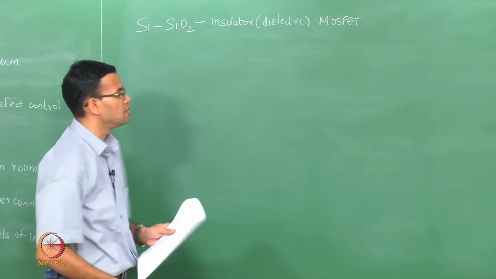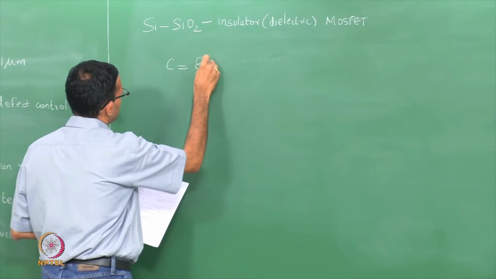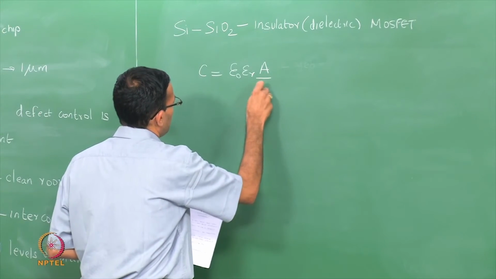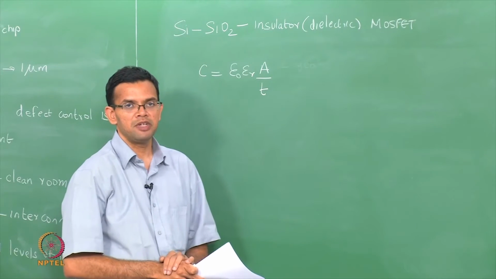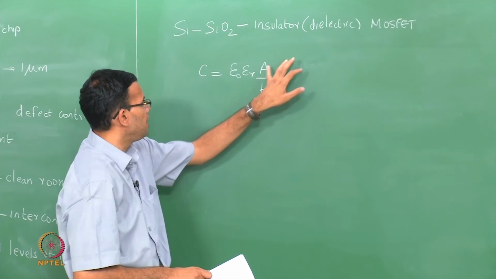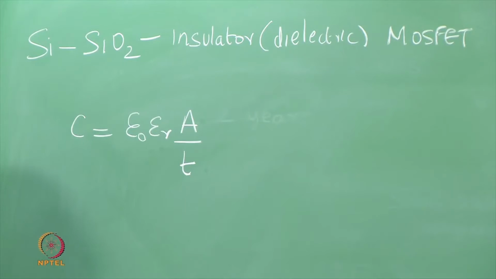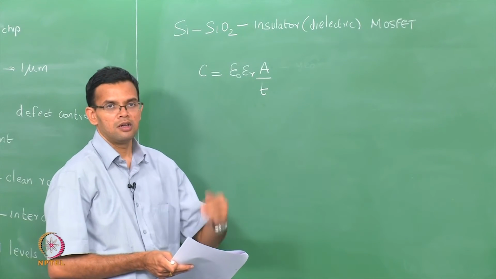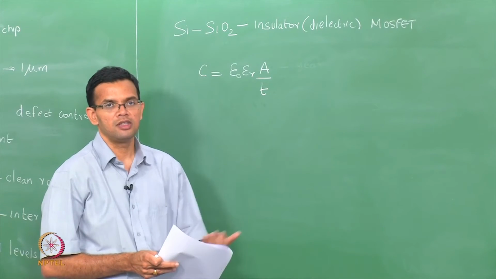So, in this case the capacitance of the dielectric layer, again you have seen this before, is nothing but epsilon naught epsilon R A over T, where epsilon R is the relative permittivity of your device, A is the area and T is the thickness. So, as the device dimensions scale, the thickness also reduces, but if the oxide layer is very thin, then your electrons can basically tunnel through the oxide layer and destroy the channel.